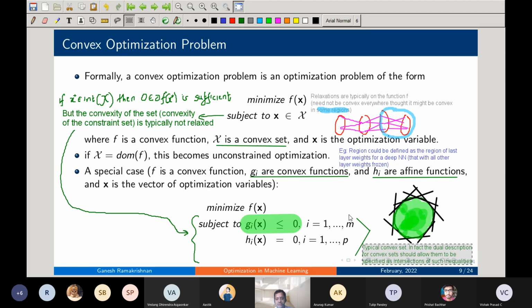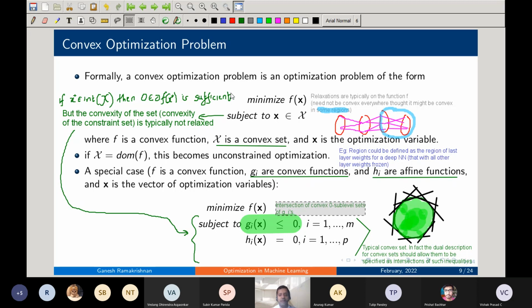So think of this g_i as an intersection of sublevel sets which are convex. These are nothing but an intersection of convex sublevel sets, and they're actually zero sublevel sets of the g_i's. Any questions here? So what happens when you try and apply these constraints?